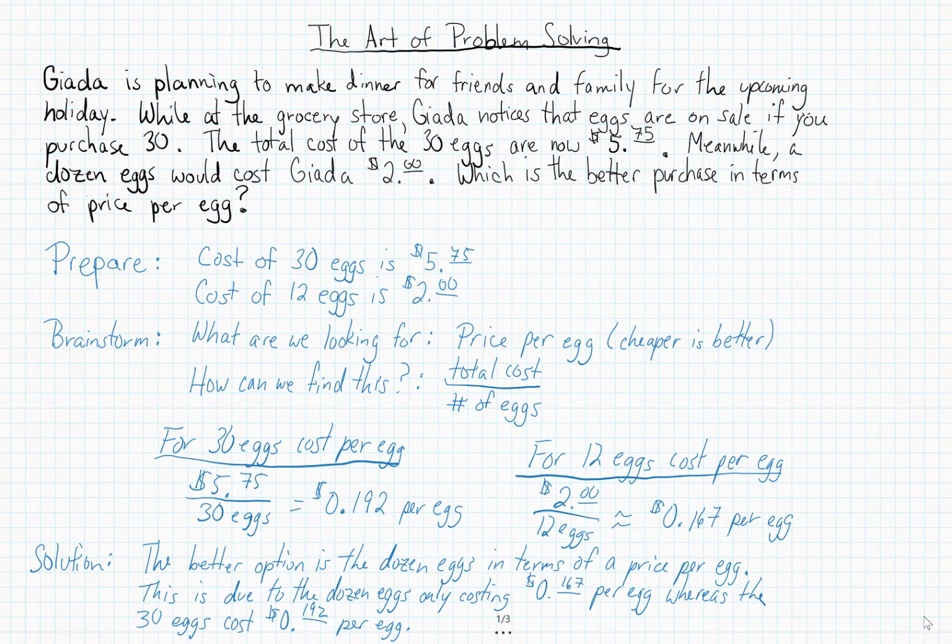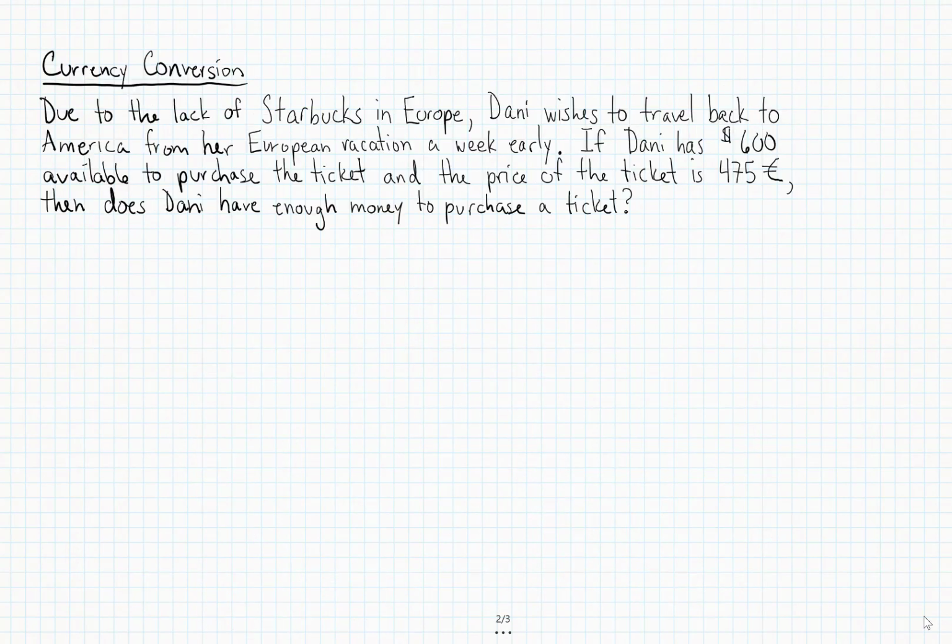Okay, moving forward, let's try another one that happens pretty frequently, which is currency conversion. Due to the lack of Starbucks in Europe, Danny wishes to travel back to America from her European vacation a week early. If Danny has 600 US dollars available to purchase the ticket and the price of the ticket is 475 euros, does Danny have enough money to purchase a ticket?